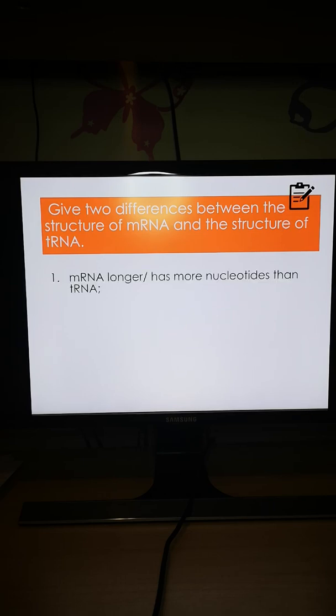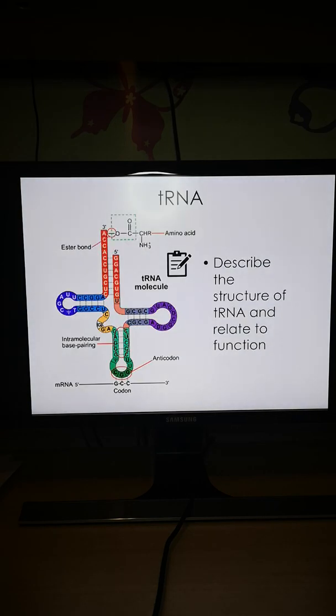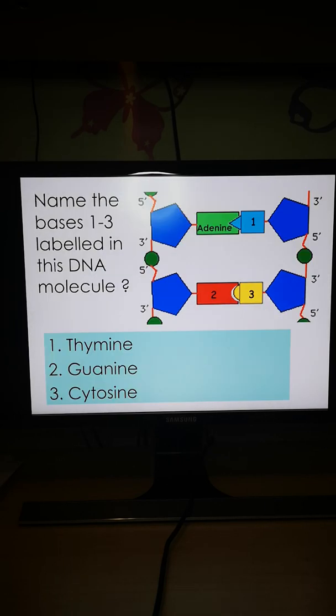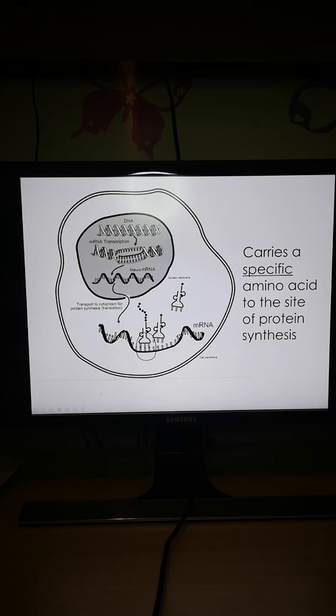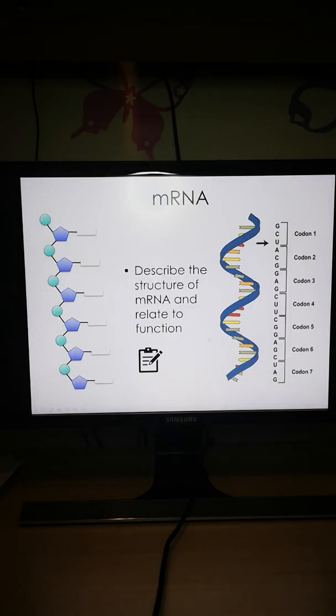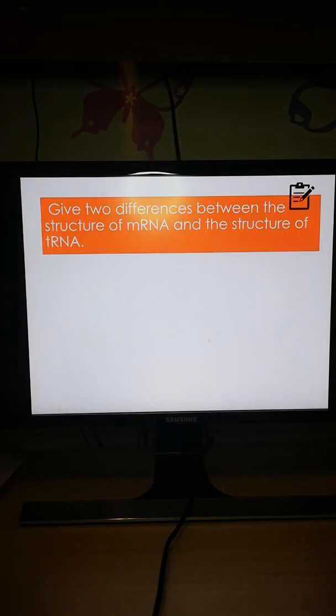Okay, so mRNA is longer. It's got more nucleotides than tRNA. Now, sometimes students don't get that, but I'll take you back to this overview picture. The mRNA is one long single-stranded polynucleotide. The tRNAs are pretty small, can you see, in length, much smaller, much shorter than this long mRNA. So that's the first mark point, so sometimes people miss that one.